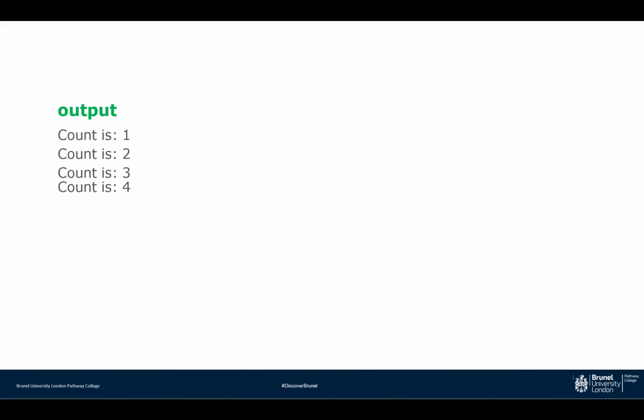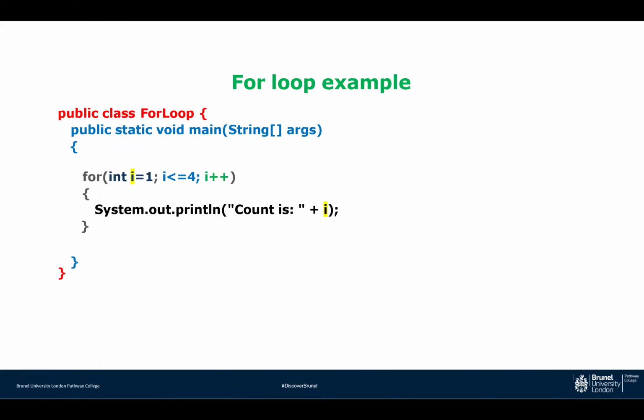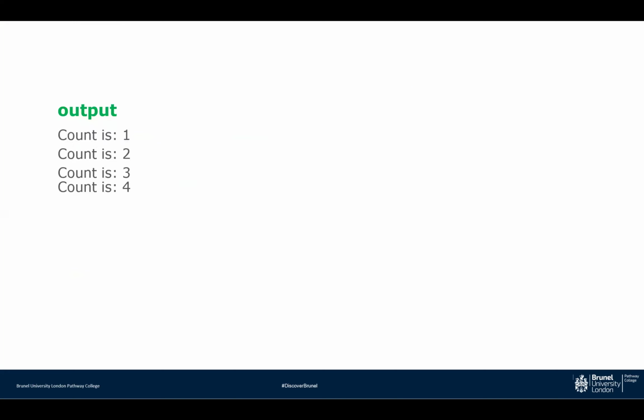So this is the output here, the output from the first one, the same code but with a difference. Count is combined with the value of I. So you can see how we can combine the value of the loop variable. Count is with the value of I from 1 to 4. That's why you get count is 1, count is 2, count is 3, count is 4.